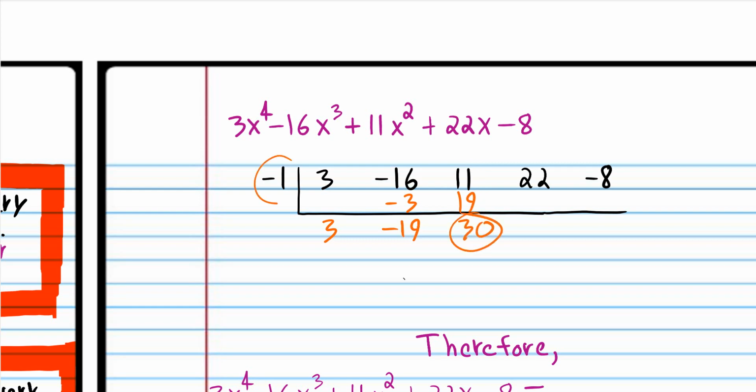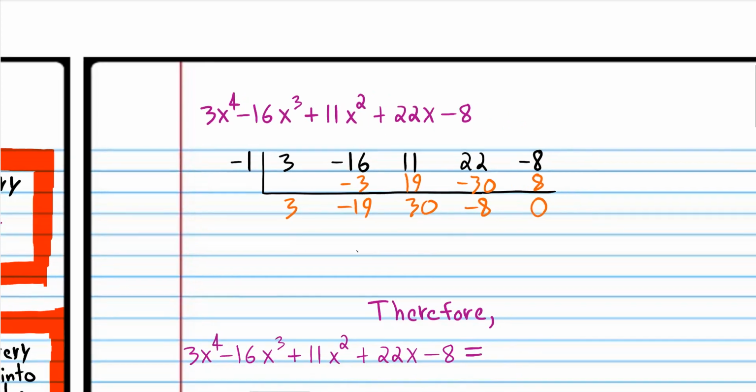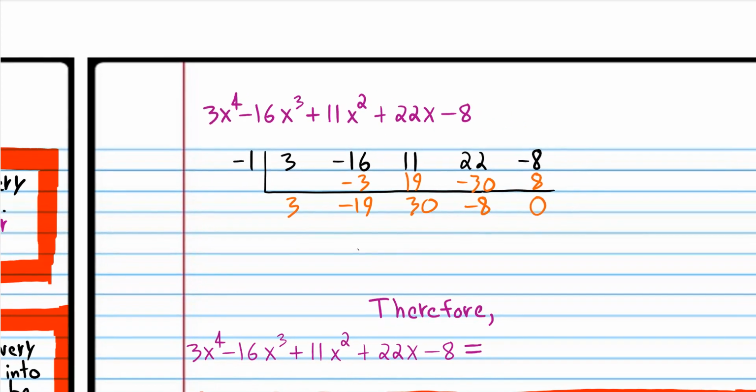Then we're going to multiply these numbers, and then add these numbers. And then we're going to multiply these numbers, and add these numbers, and we get 0. So remember that this number always represents the remainder after you divide.